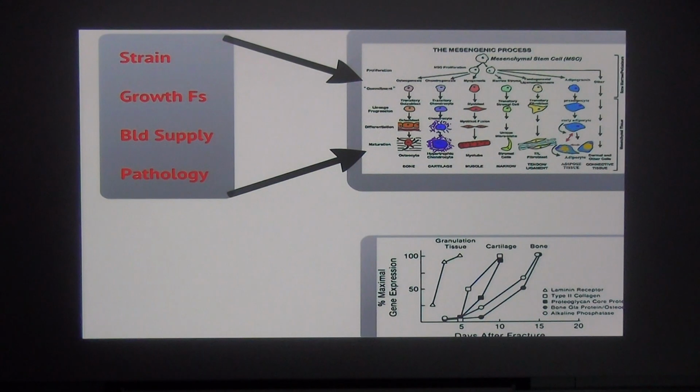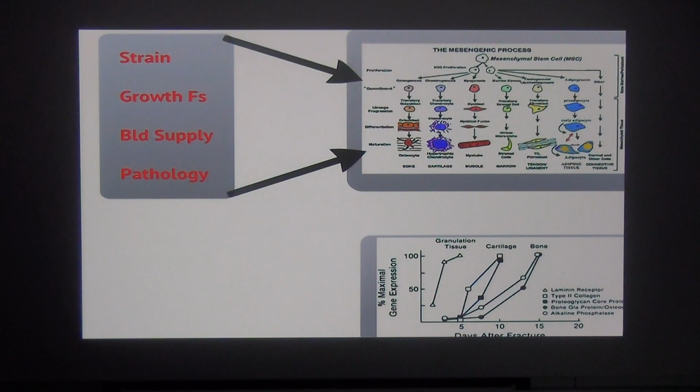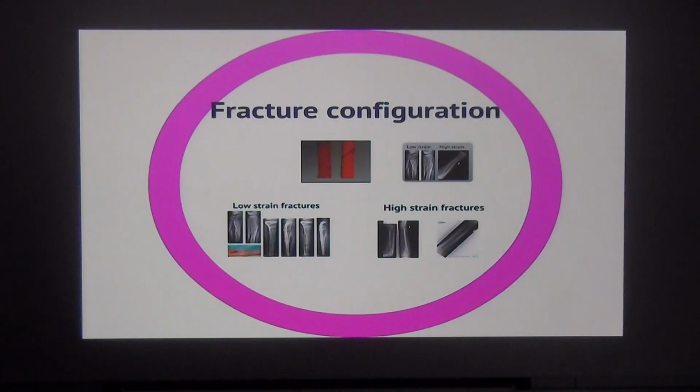Strain, growth factors, blood supply, pathology, those all impact on what the mesenchymal stem cells do, or how much they're able to proliferate. And that's basically the reason why the factors that influence growth impact fracture healing, that's those guys there, isn't it? The strain environment dictates the cell type that proliferates at any one time during fracture healing.